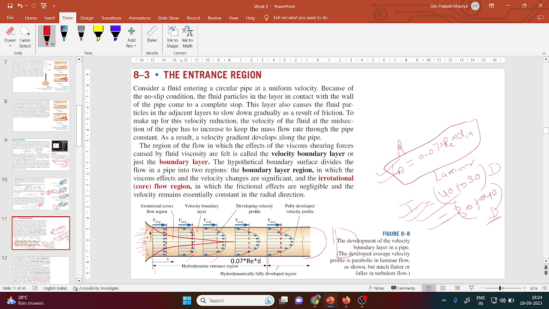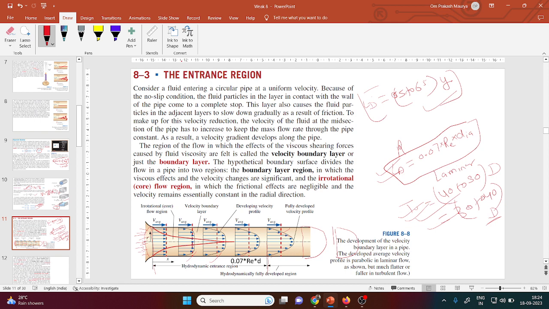In the open channel, you cannot use this. In the open channel, several researchers reported that the development length is 42, not 55 to 65 of flow depth, let's say Y, in the open channel case and the turbulent flow.